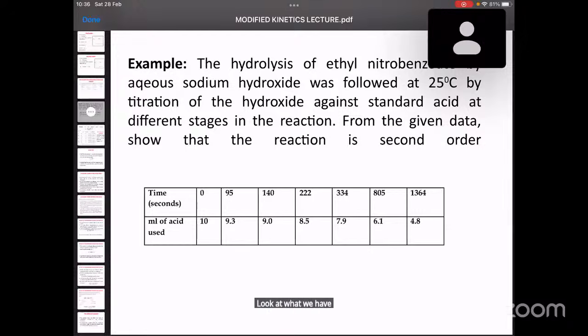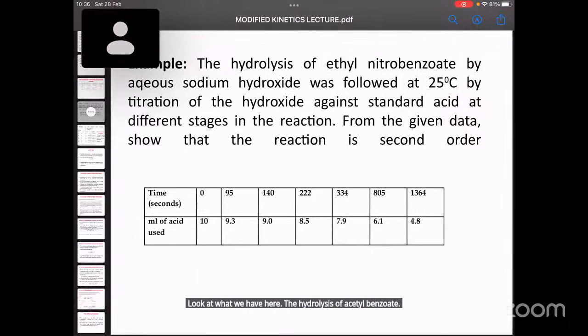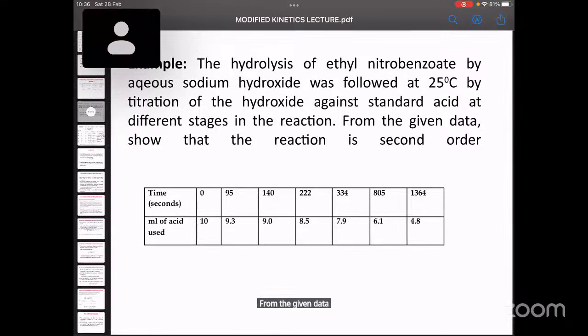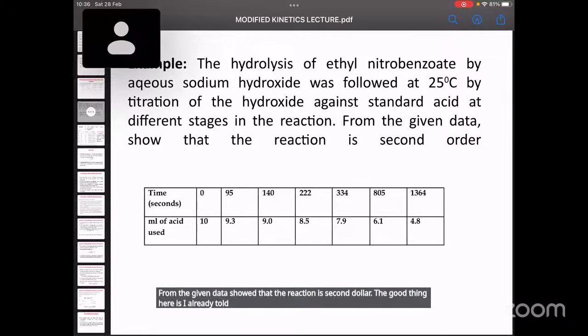The hydrolysis of ethyl benzoate by aqueous sodium hydroxide was followed at 25 degrees Celsius by titration of the sodium hydroxide against standard acid at different stages in the reaction. From the given data, show that the reaction is second order. The good thing here is they already told you this is a second order reaction, but we just want you to show us that it is a second order reaction.